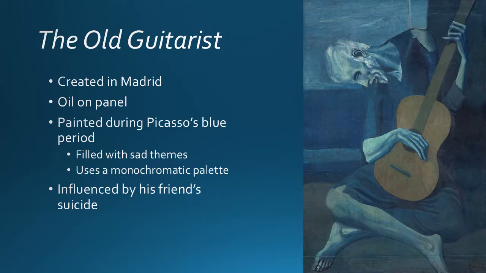The Old Guitarist is a painting that Picasso created in Madrid in early 1904. It was created by putting oil on a panel and was created during Picasso's Blue Period. You can tell this by the use of a monochromatic palette, the flat tone of the painting itself, and the sorrowful image it expresses. This piece is so sorrowful because it's influenced by a good friend's suicide.